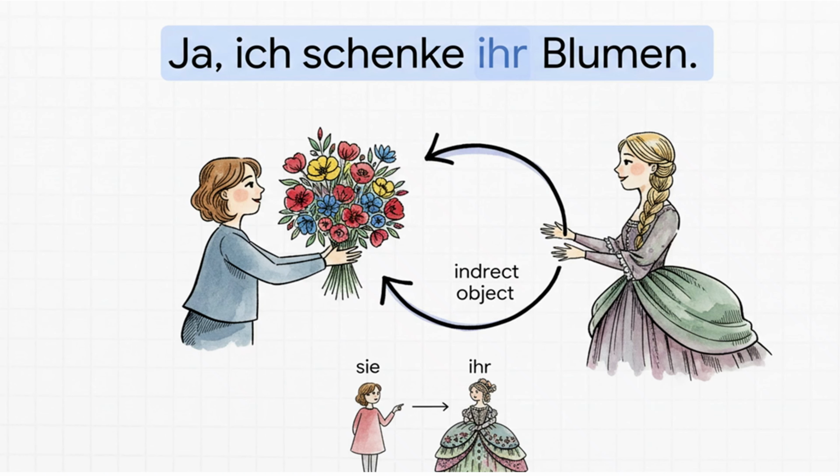Let's see the dative case in action with a beautiful example. Look at this sentence. Ja, ich schenke ihr Blumen, which means yes, I am giving her flowers. Here, ihr is the dative form of sie. The woman on the right is receiving the flowers, so she is the indirect object. We do not say ich schenke sie Blumen. That would be wrong. We must use ihr because the flowers are being given to her. This is a classical example of how the dative works when someone receives something.